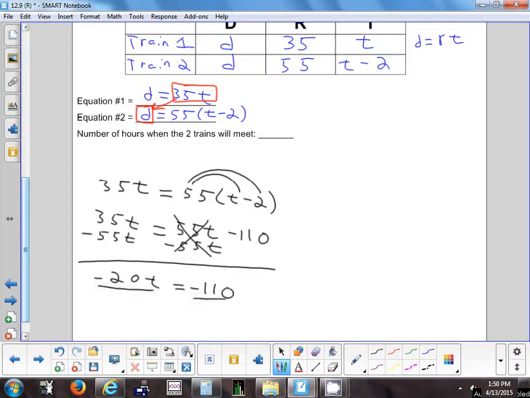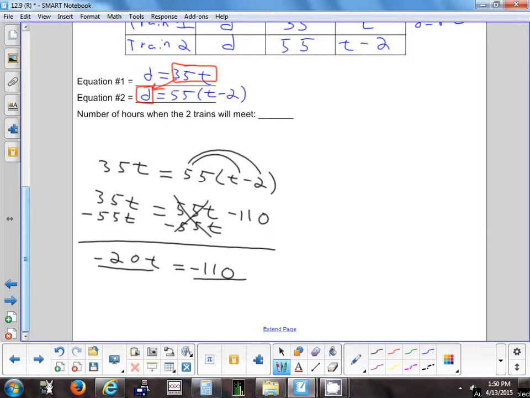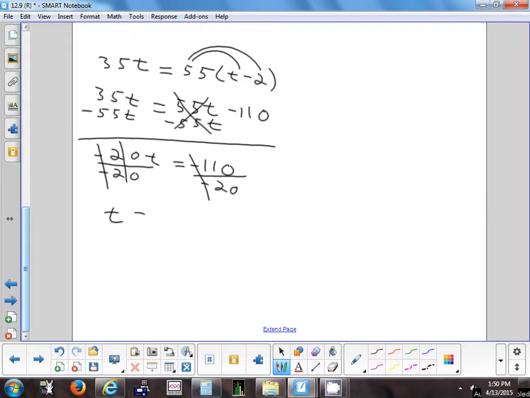And now I'm going to divide. Someone else tell me, what do I divide by? Negative 20. Good. Now, notice what's going to happen here. 20s are gone, negatives are gone. Anything else gone on the right? Negative divided by negative? A negative divided by a negative is always a positive. On the other side, 35 minus 55, that's a negative.